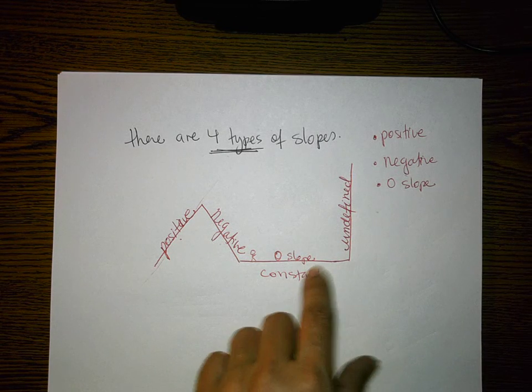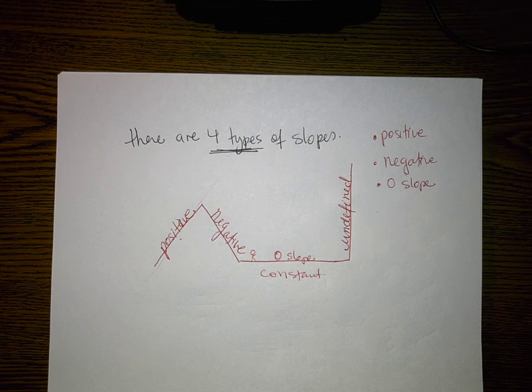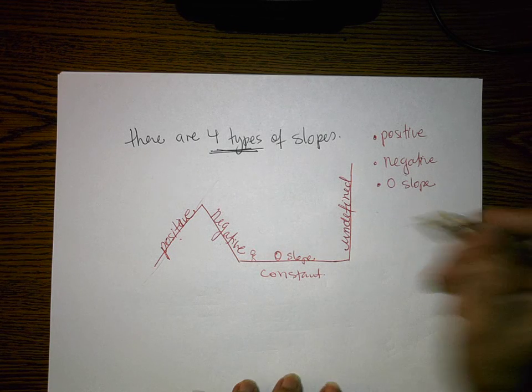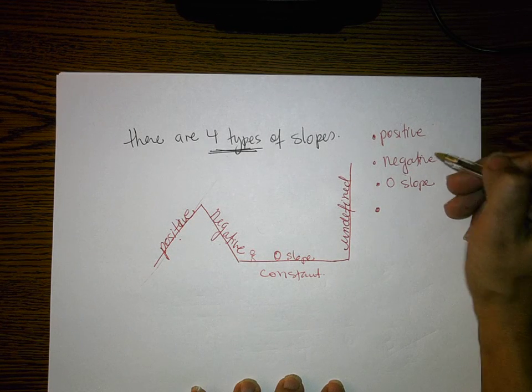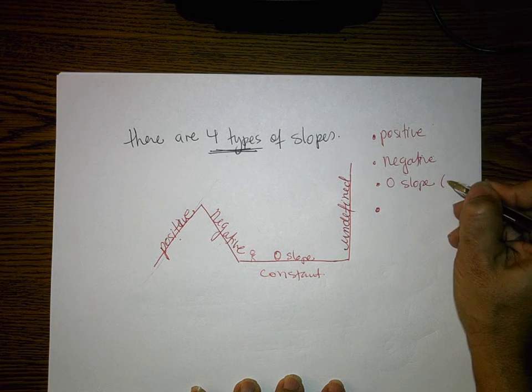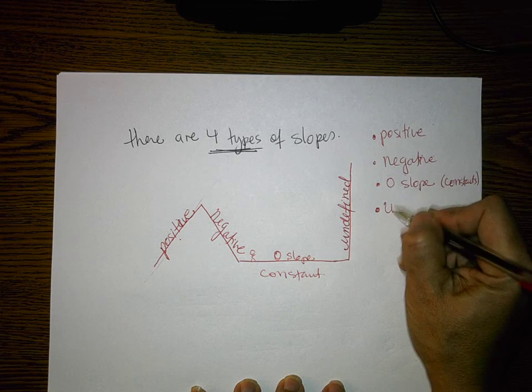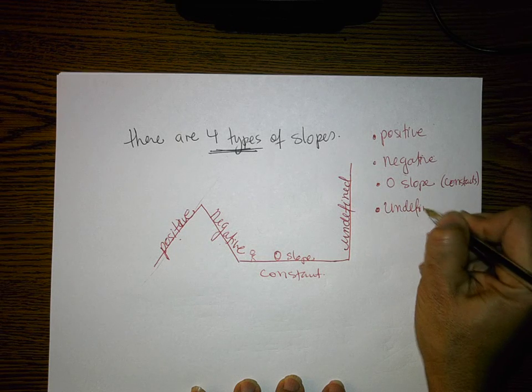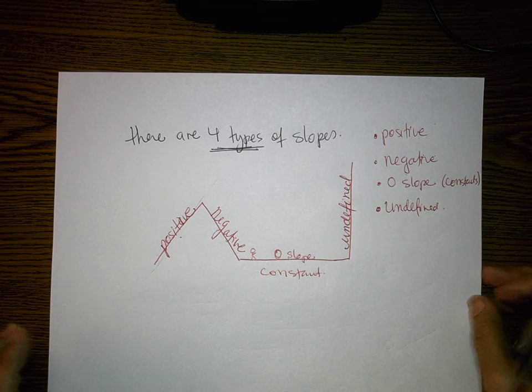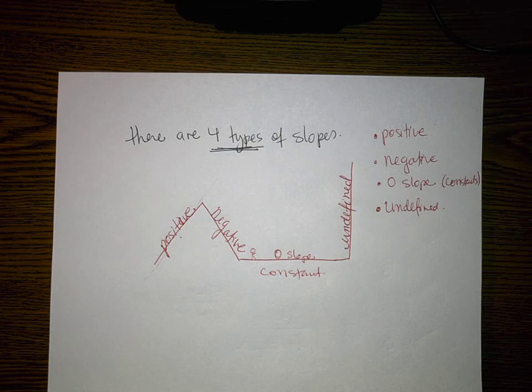Yes, undefined. There is no slope when we have a vertical line. Okay? I'm sorry, I shouldn't say that there's no slope. It is undefined. The zero slope is when you have a constant. Okay? So those are the 4 kinds of slopes. It is either positive, negative. Zero slopes are for constants. And then you have the undefined. Okay? And we'll explore more of these during the worksheet that we're going to be doing.